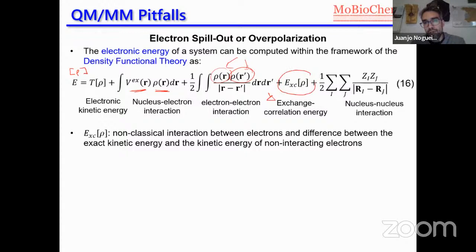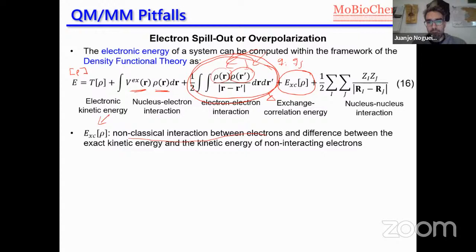And this energy includes the non-classical interaction between electrons, because here, this is the classical interaction between electrons. This is just the interaction between charges, but it is written in terms of the density, but it's the Coulombic interaction, the classical one. But as you know, we have other interactions. We have correlation interactions also in our electronic structure, okay? So these interactions, which are not classically interactions between the electrons, are included in the exchange correlation potential, okay?